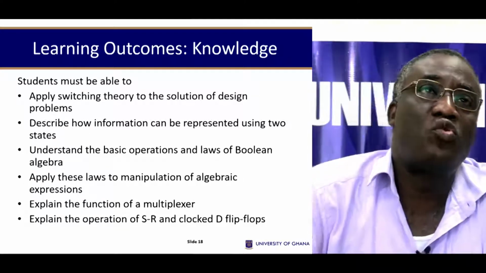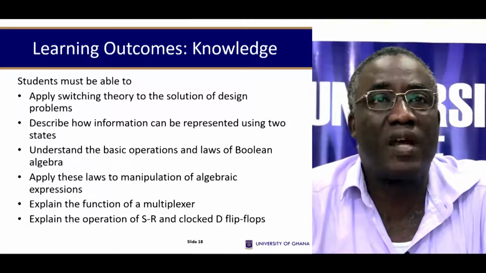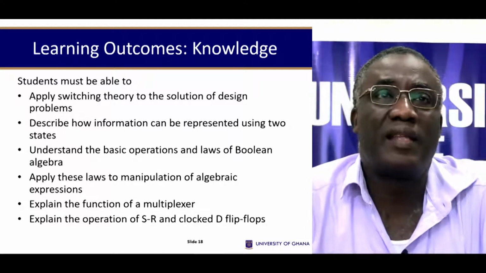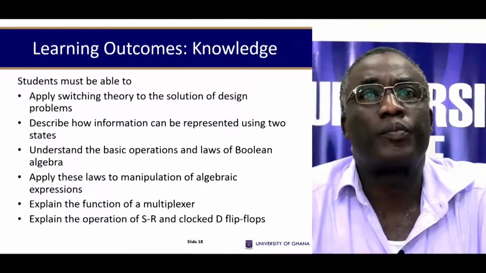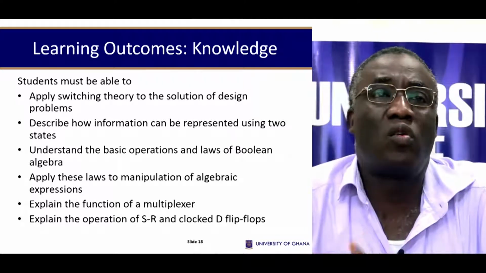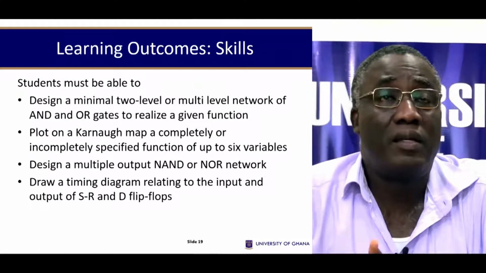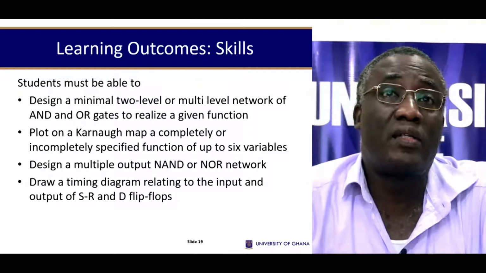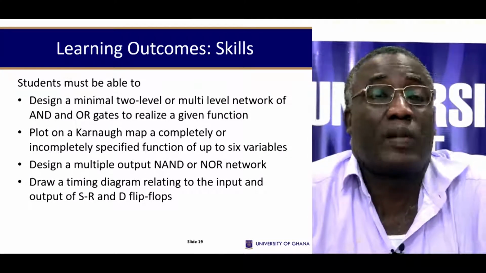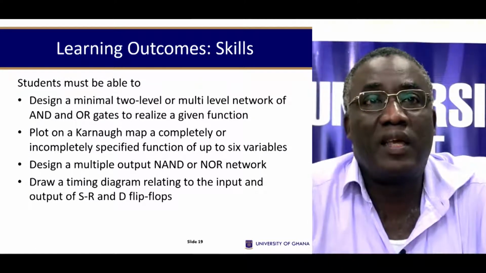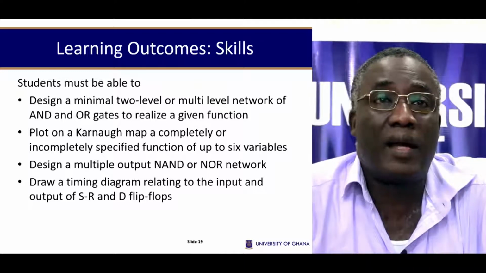Now, what must you be able to do at the end of this course? You must be able to apply switching theory to the solution of design problems. You must describe how information can be represented using two states, understand the basic operations and laws of Boolean algebra, apply these laws to the manipulation of algebraic expressions, explain the functions of a multiplier, and also be able to explain the operation of the SR and clocked D flip-flops. You must be able to design a minimal two-level or multi-level network of AND and OR gates to realize a given function. You should be able to plot a Karnaugh map of a completely or incompletely specified function of up to 6 variables. You should be able to design multiple output NAND or NOR networks, and draw timing diagrams that relate to S and R or D flip-flops.